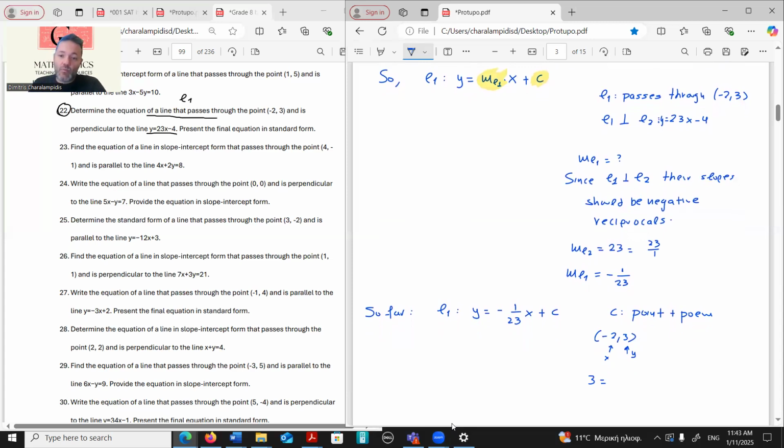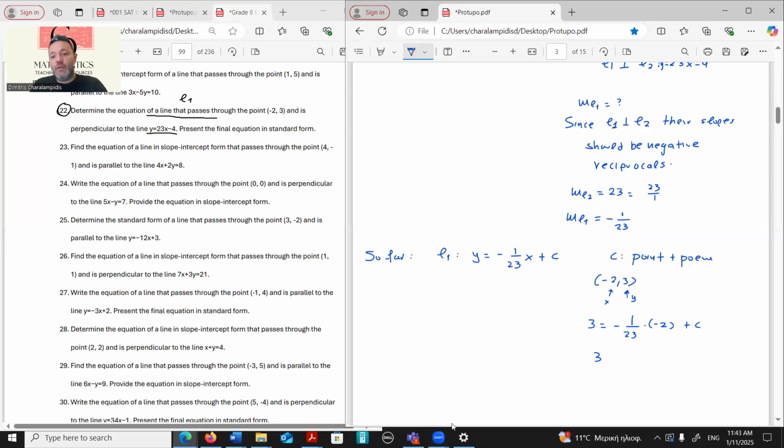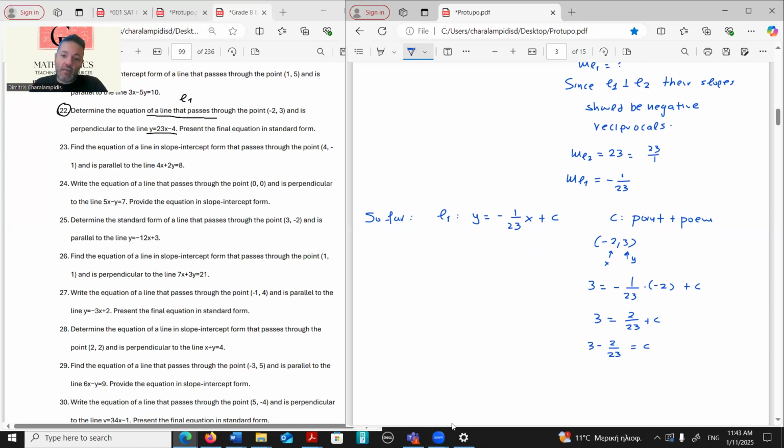So 3 equals -1 over 23 times -2 plus c. So 3 is 2 over 23 plus c, which means that 3 minus 2 over 23 equals c, which means that 67 over 23 equals c. So finally, L1 should be y equals minus 1 over 23x plus 67 over 23.